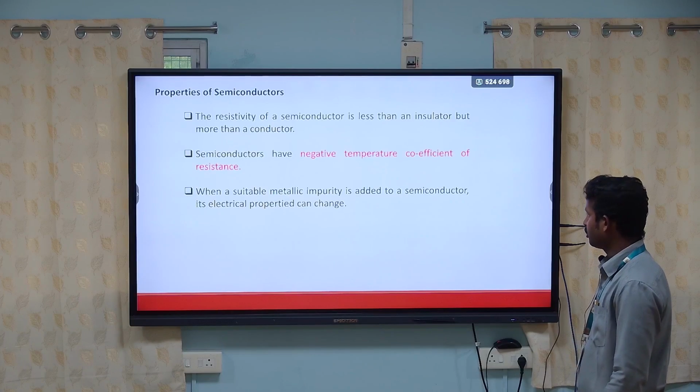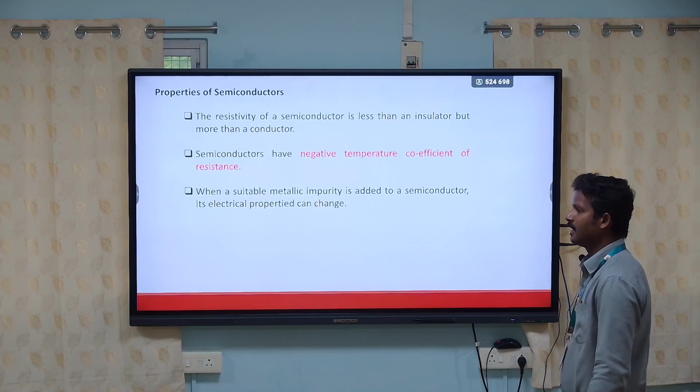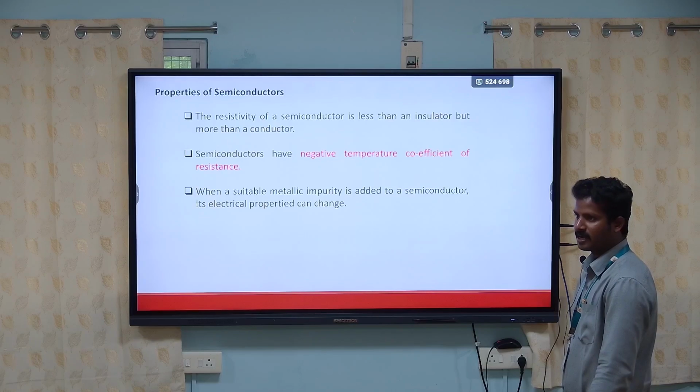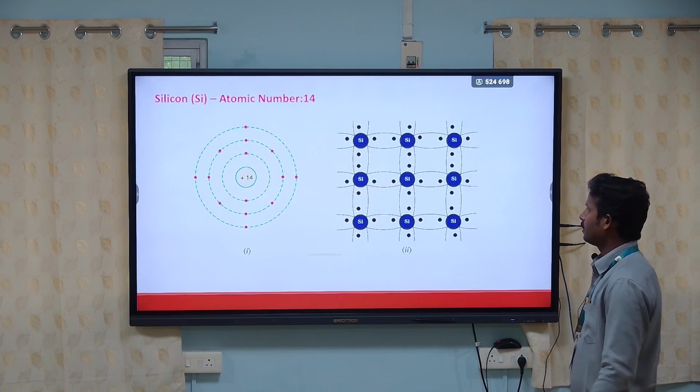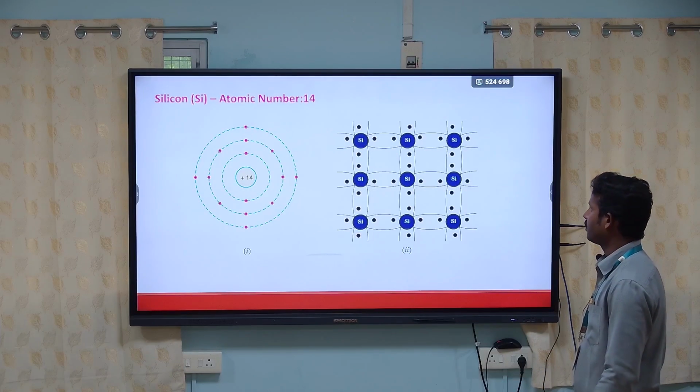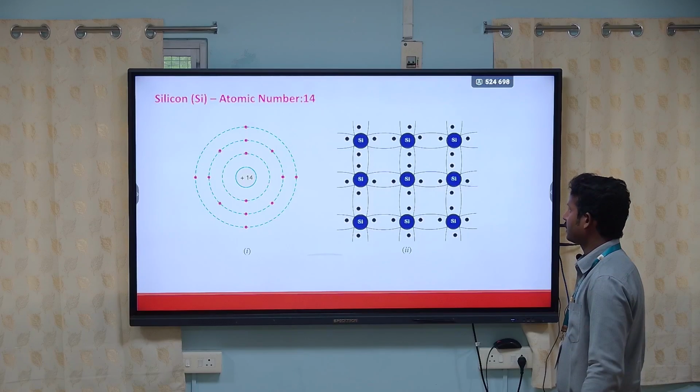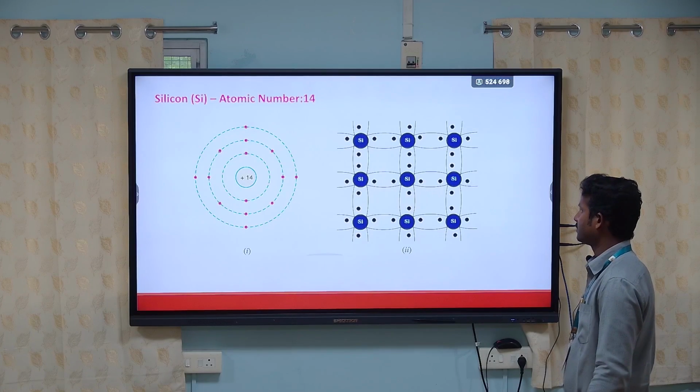When a suitable metallic impurity is added to a semiconductor, we can change its electrical conductivity appreciably. This is one of the unique properties. By using this property, we can make different types of electronic devices. Now we can understand the behavior of semiconductor by using the silicon atom as an example.